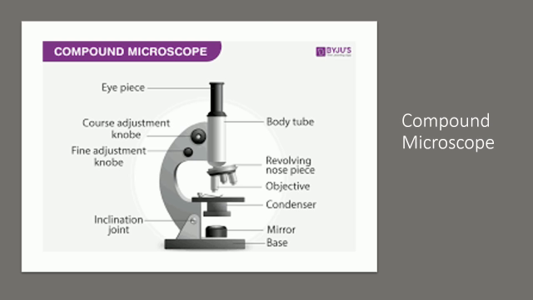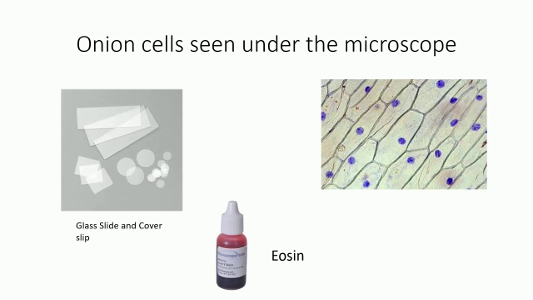A compound microscope, which is also known as high power or biological microscope, is used widely nowadays. They are used to observe cells. An object on a glass slide is magnified many times by the lenses of the compound microscope. Let us study how onion cells can be seen under the compound microscope. For that, let's do an activity.